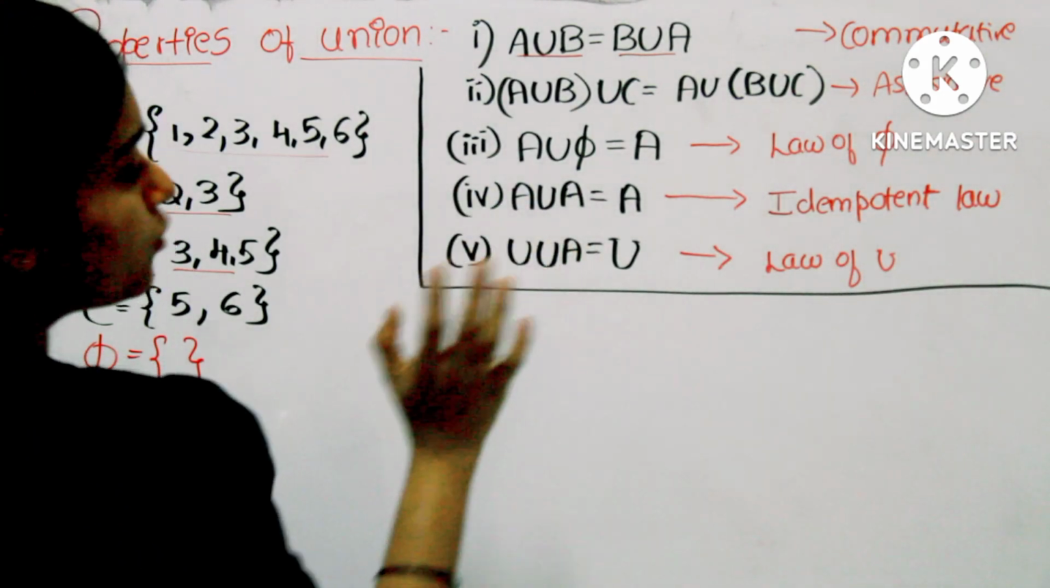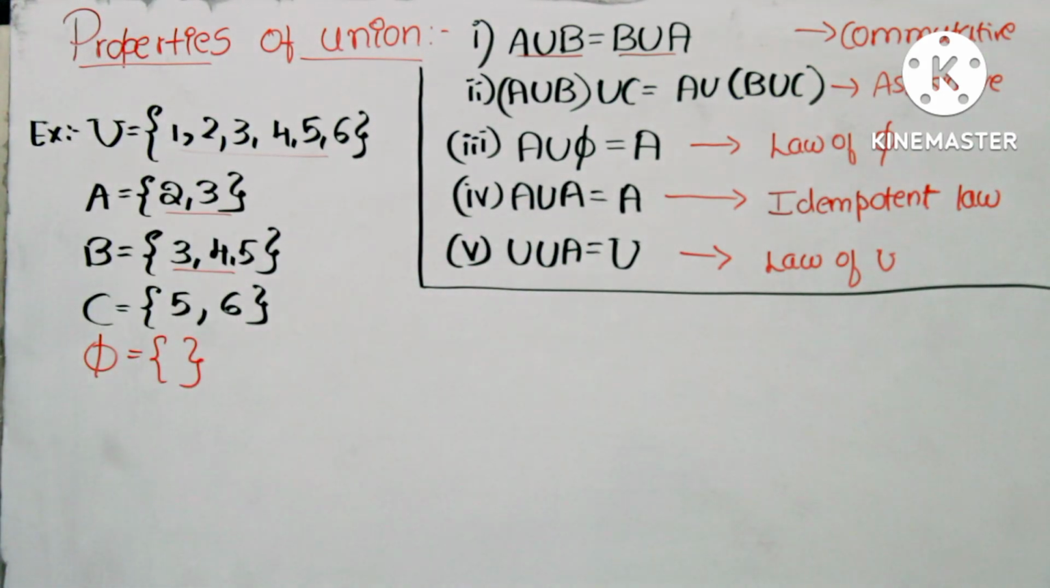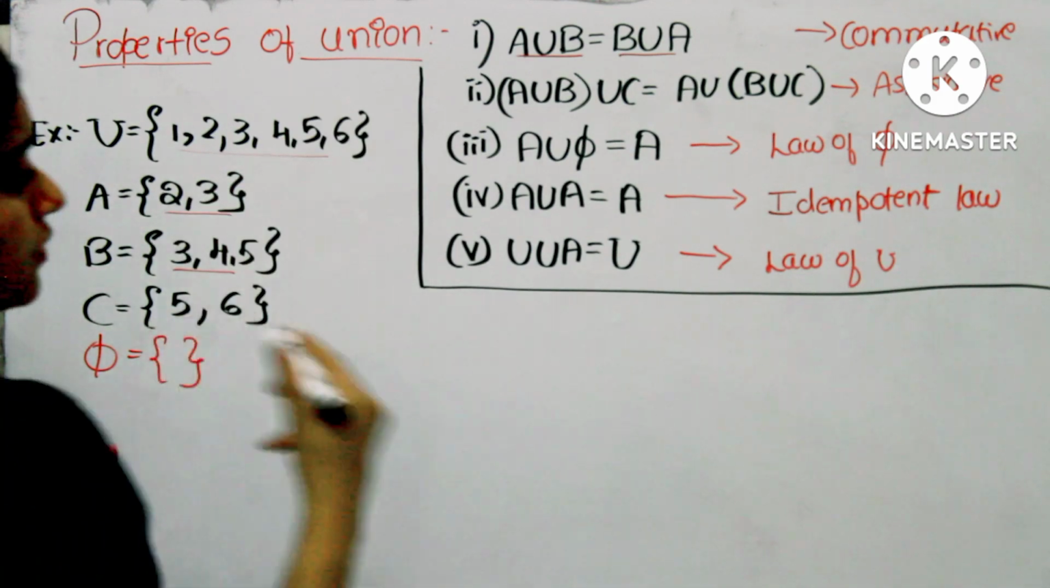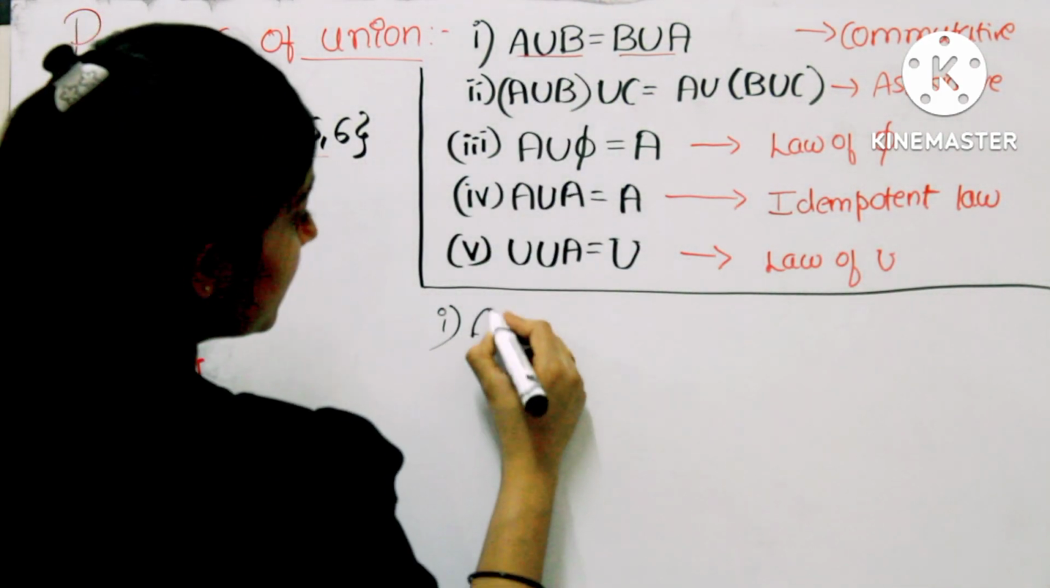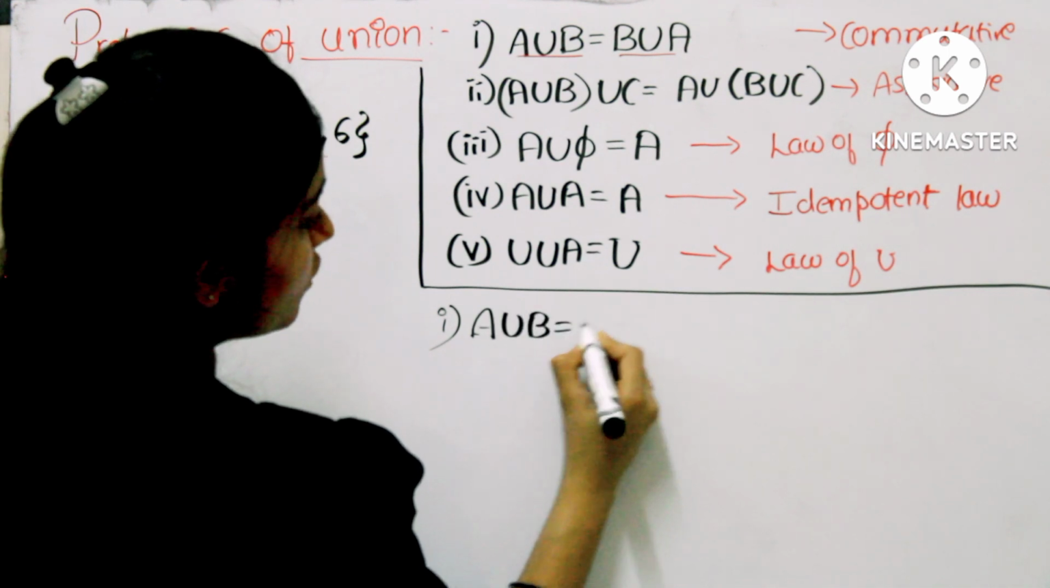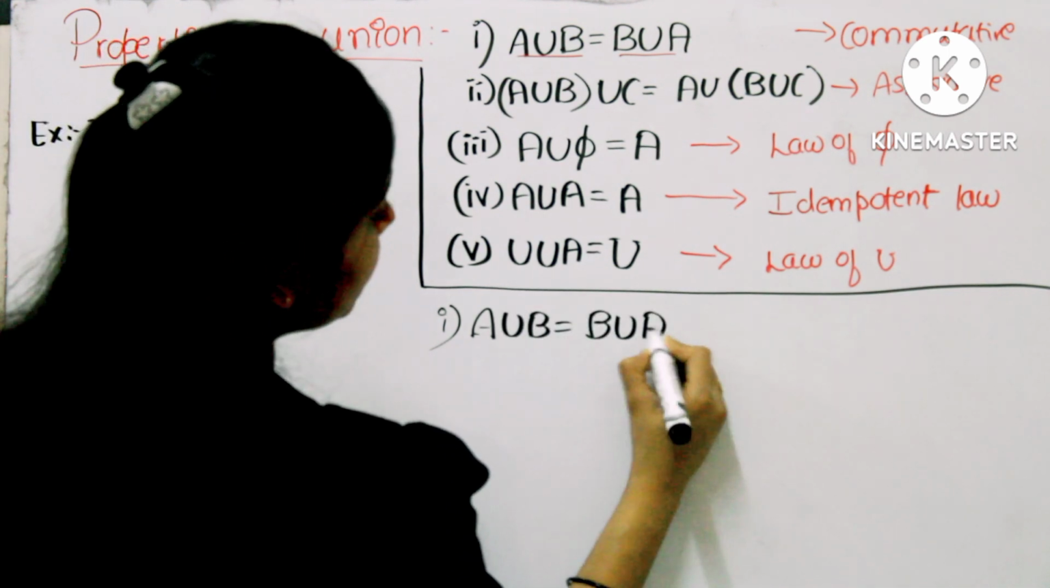So A is there, U means universal set. So this is already written. Now first prove this one, first one. What is that? A union B is equal to B union A.